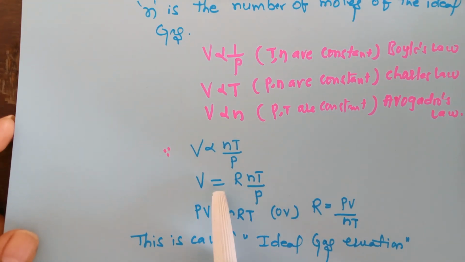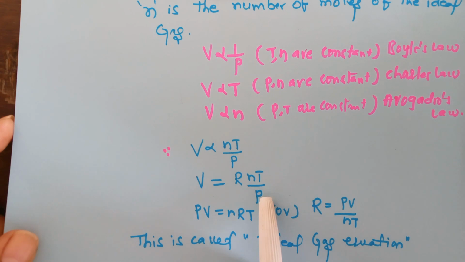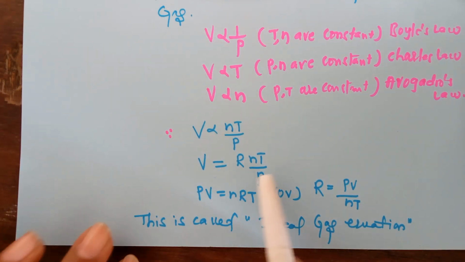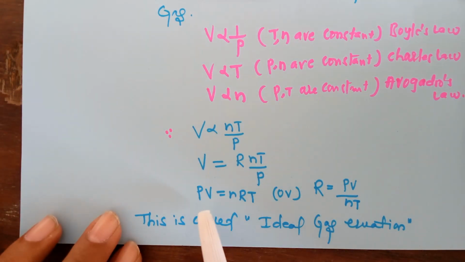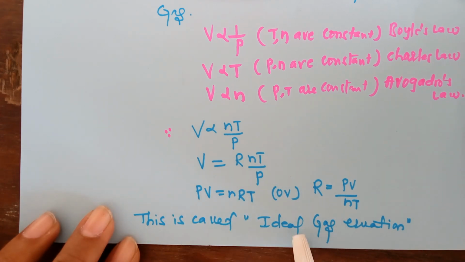So I write V is equal to R nT by P. This V is equal to R nT by P can also be written as PV is equal to nRT. So this is called the ideal gas equation.